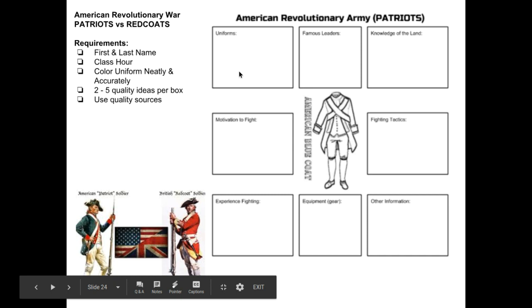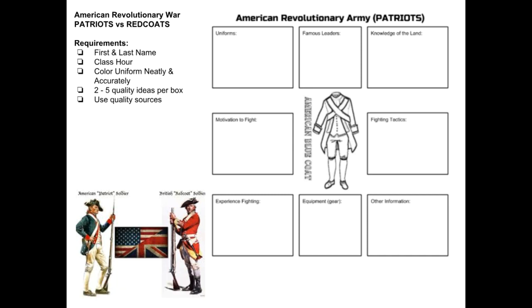The top left box is about uniforms. You need to be maybe referencing the type of uniforms, what they're made out of, the pluses and minuses to the uniforms. Don't just list the colors. That's why you're actually coloring the uniform. So information about the uniform specifically.